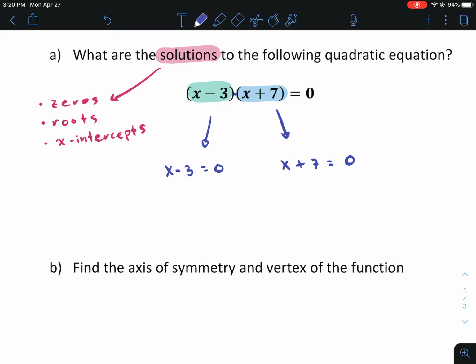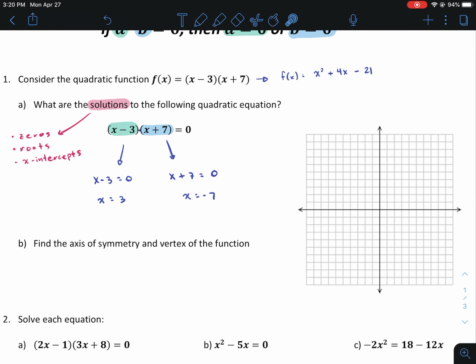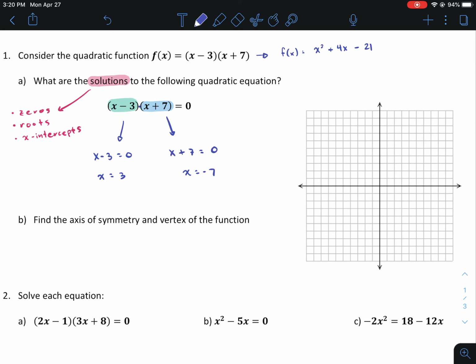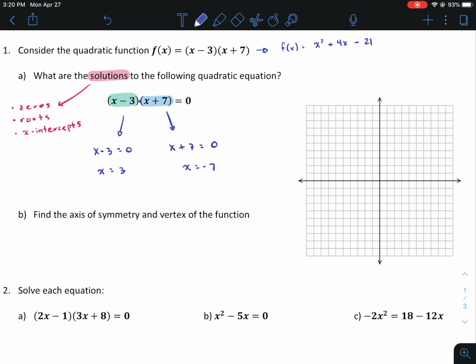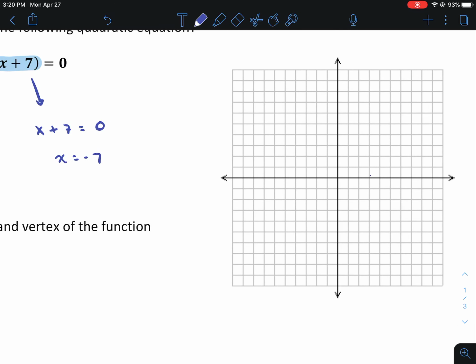So if I solve for each of these x values, I get x equals 3, and here I get x equals negative 7, right? You might have noticed this on your graphs yesterday, that when you saw something written in this form, there was this kind of inverse relation: if I saw an x minus 3, my x-intercept was at a positive 3, and if I saw an x plus 7, my x-intercept would be at negative 7, right? And so these are our two solutions. So let's graph this on the right: 3 and negative 7 right here.